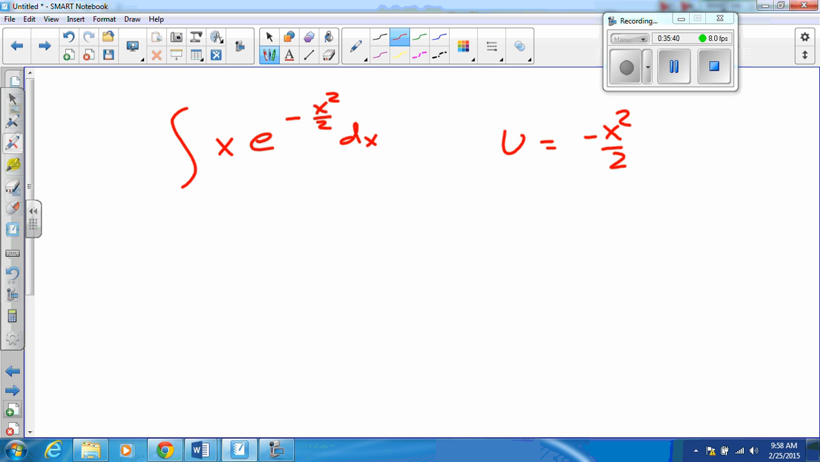If you're stuck, compute du. Okay, so the spirit of substitution is to be guided by the du's.